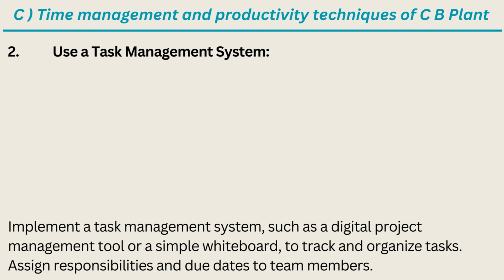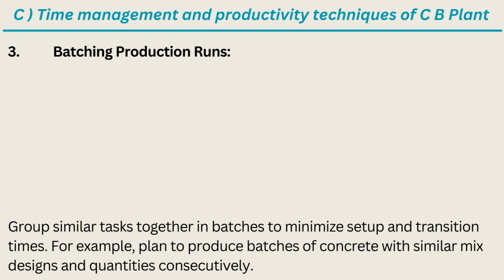2. Use a task management system. Implement a task management system, such as a digital project management tool or a simple whiteboard, to track and organize tasks. Assign responsibilities and due dates to team members. 3. Batching production runs. Group similar tasks together in batches to minimize setup and transition times. For example, plan to produce batches of concrete with similar mix designs and quantities consecutively.